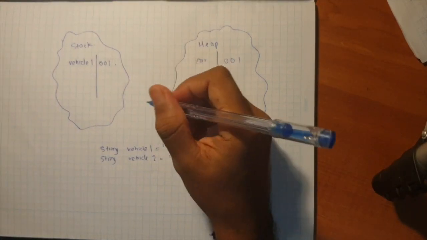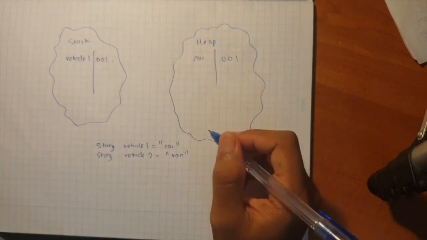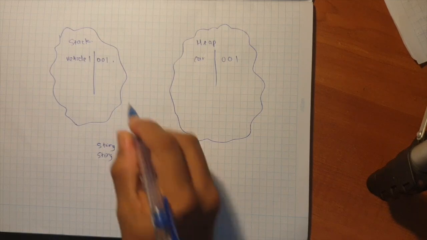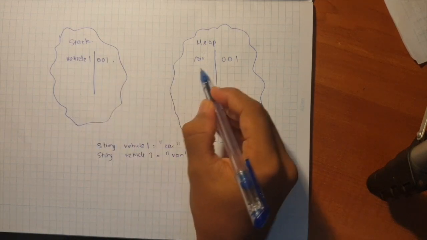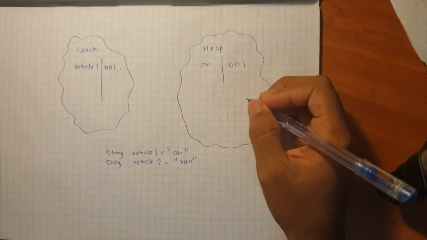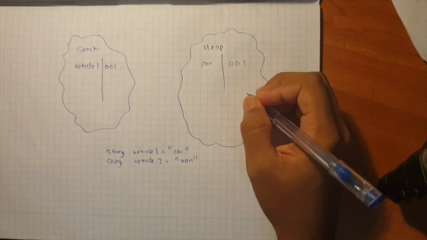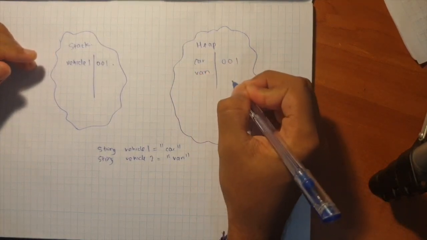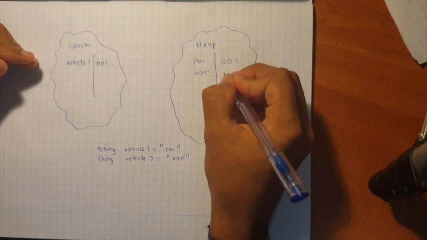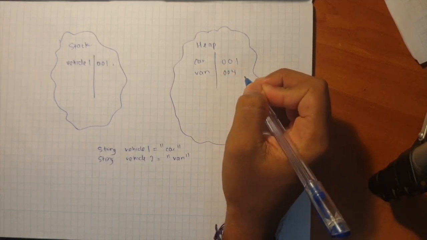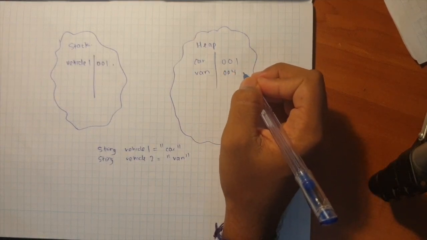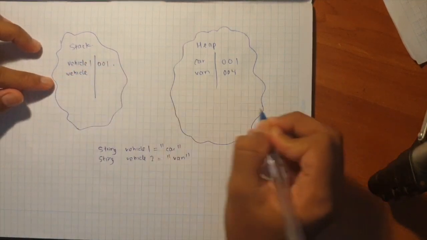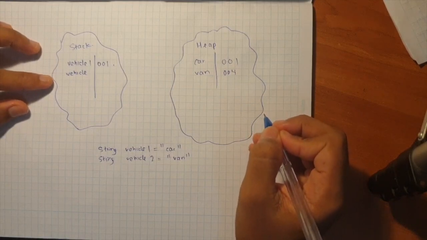So why do we need a reference address? Whenever a variable is called for execution, the reference address will get the respective value from the heap memory. Likewise, let's do the same for our second variable. The string van goes into the heap memory and it gets a referring address as 004, for example. And the respective variable will go into the stack memory, vehicle 2, with the respective address to its value like this.